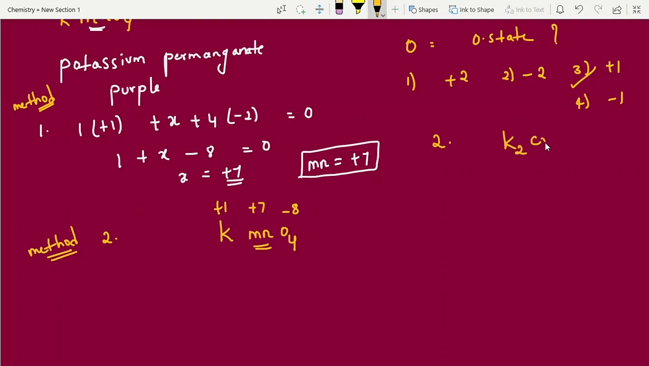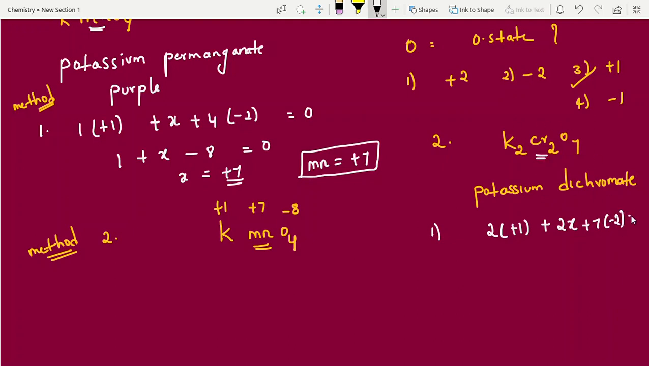K2Cr2O7. That is what we call potassium dichromate. Okay. Now, calculate the oxidation state. What is this, students? Method 1. First method. 2 into +1 plus 2x. Here 2 chromiums, so 2x. Plus 7 into -2, equate to 0 because it is a neutral molecule.